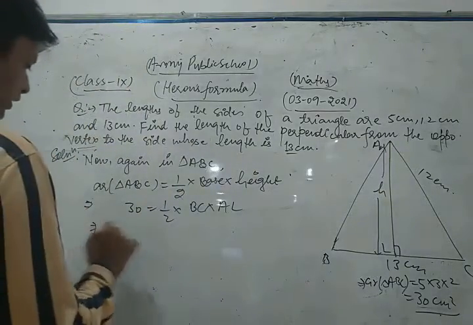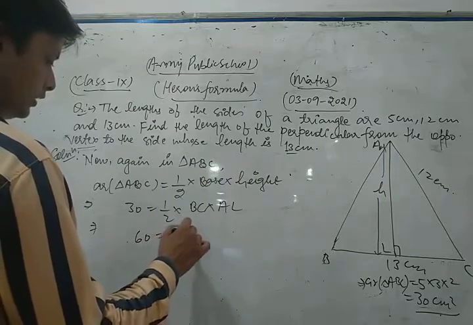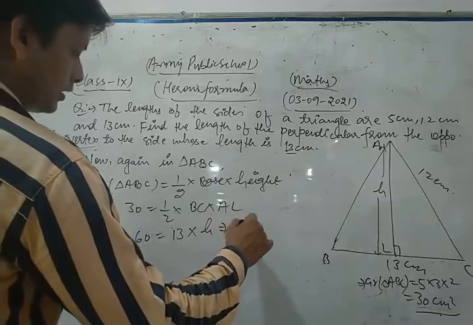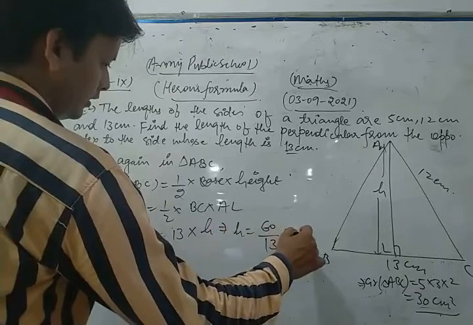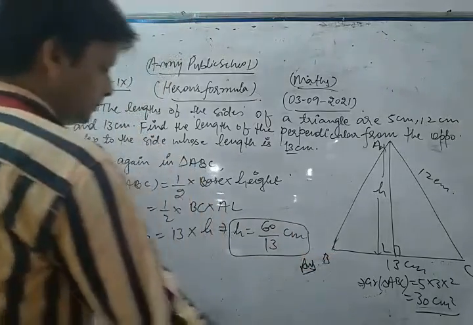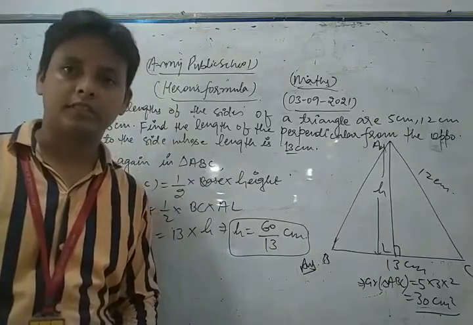See, we do cross multiply. This is 60 is equal to BC, which is 30, times AL, which we find. Thus H is equal to 60 upon 30 centimeter. This is the required solution of the given question.